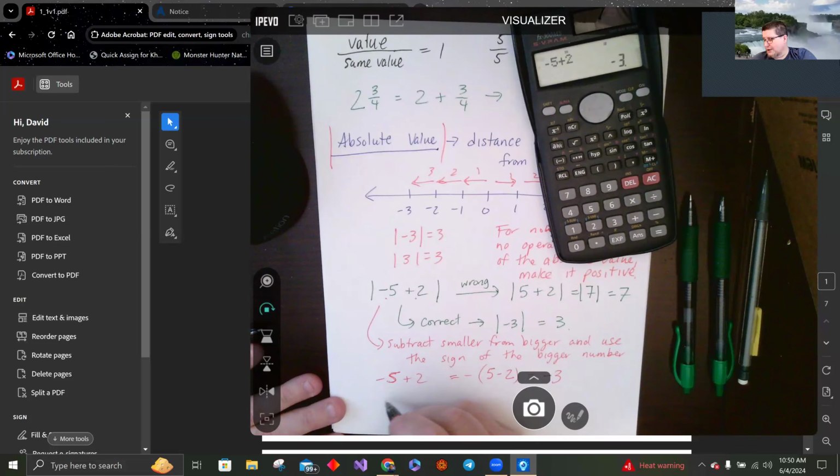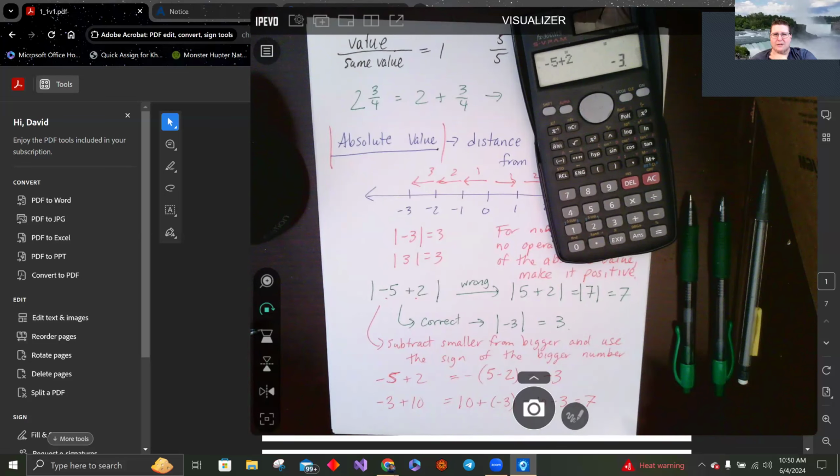If it's not the bigger one, I can actually rearrange this. Addition switches orders. And that's 10 minus 3, which is 7. I tend to put bars on the 7s when I remember, so that way it doesn't look like a 1.